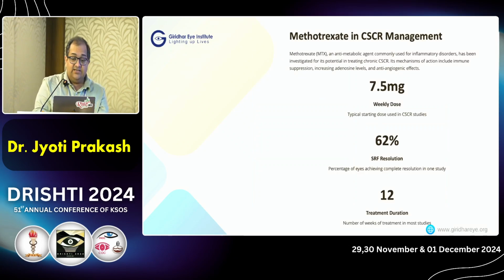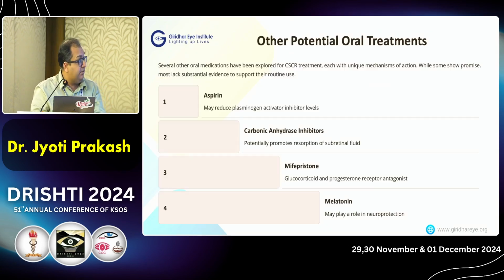Methotrexate, again, they say it has been used. The mechanism, no idea how it works. It is said to be given at a dose of 7.5 milligrams weekly. In one study they showed around 62% resolution, and the duration given was about 12 weeks. That is a huge amount of immunosuppression probably going around for a 3-month period.